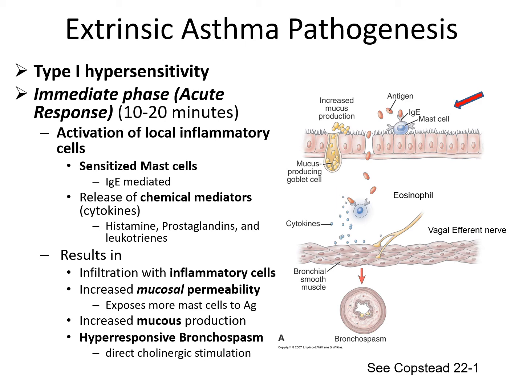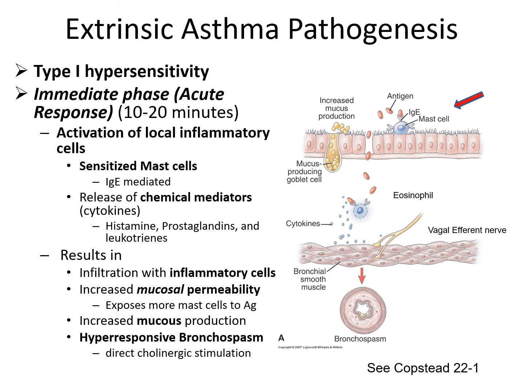And so because of this sensitivity, this inflammation that goes on in the immediate phase, the acute response, we have this infiltration with inflammatory cells that come in, which will actually stimulate mucus production in that area. So now we'll start having mucus being excreted into the airway, again blocking airflow through that area. We'll get an increase in mucosal permeability. So that inflammatory response, an increase in permeability in that area, allows more mast cells to be exposed to the antigen that's being breathed in and out of the body.